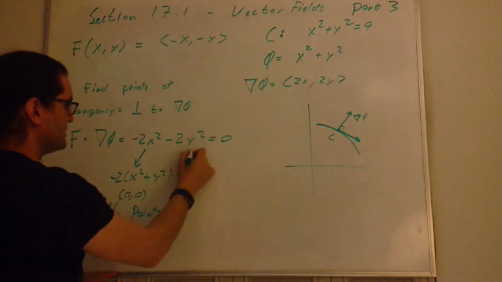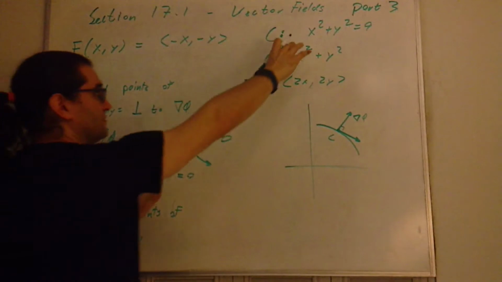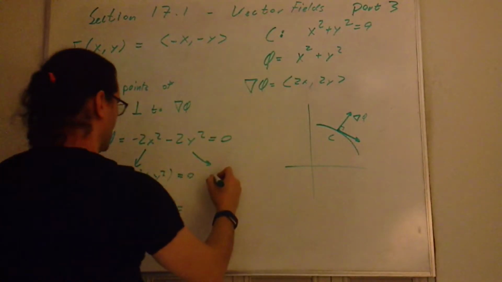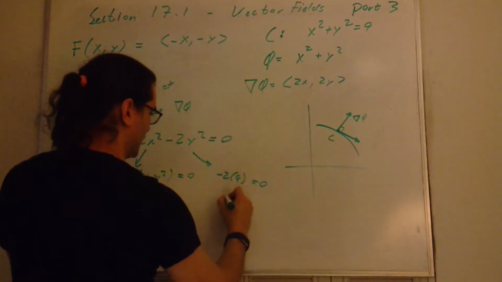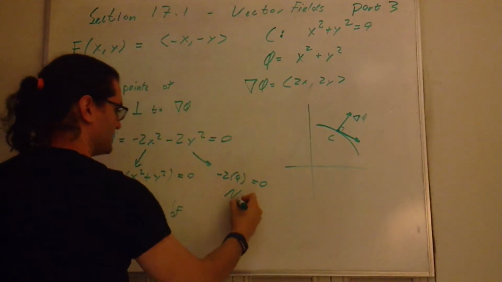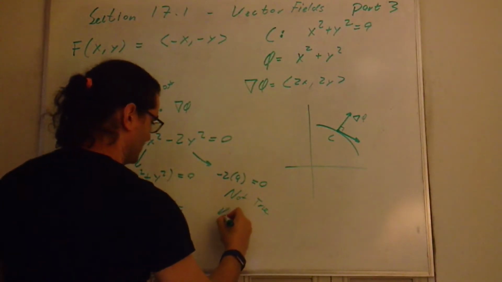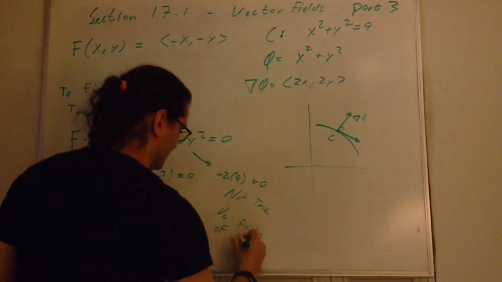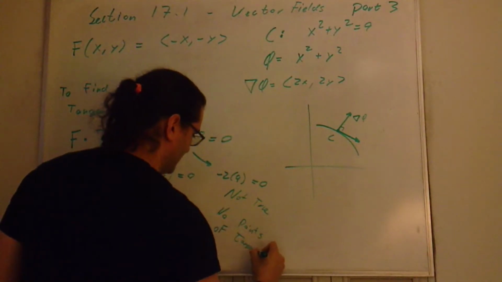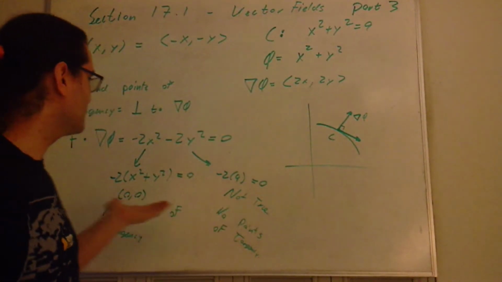The other way to look at this is if we're on this curve, x squared plus y squared equals 9, so we can say that this is negative 2 times 9 equals 0, and we can tell that that's not true, which also tells us that there's no points of tangency. So this is how we find points of tangency.